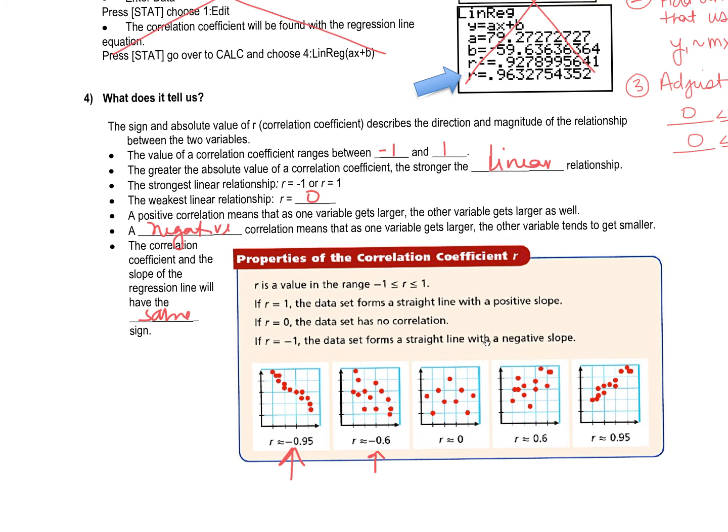This middle one here, where R is about 0, I would say no correlation, because the data is just spread out. There's no way I can put a straight line through that. R is positive 0.6. It has a positive, moderate correlation. And then over here, R is 0.95. That would be a strong positive correlation.